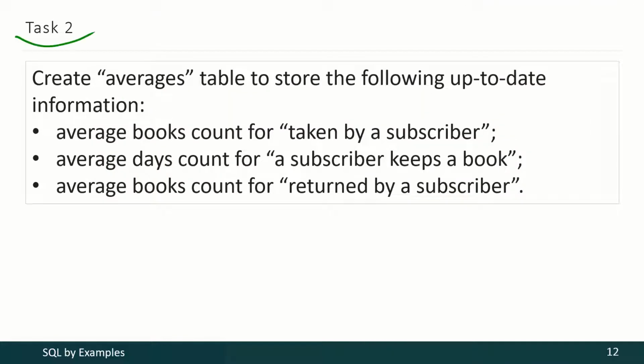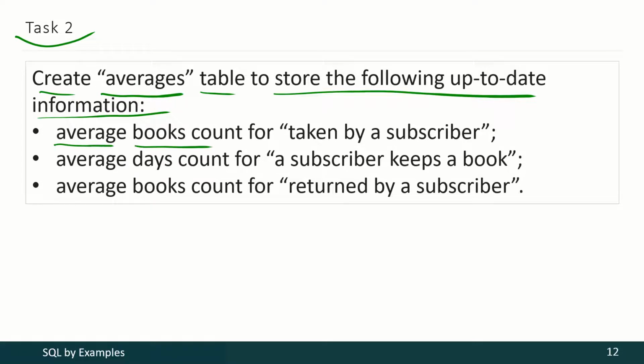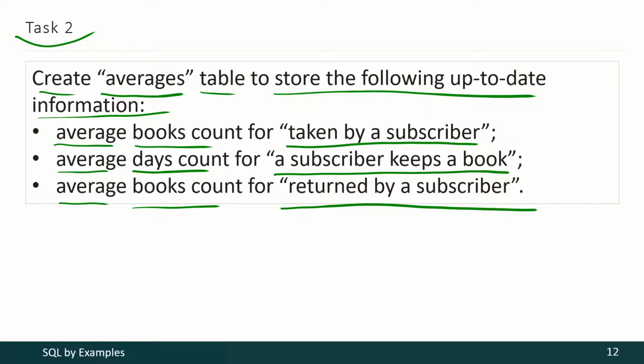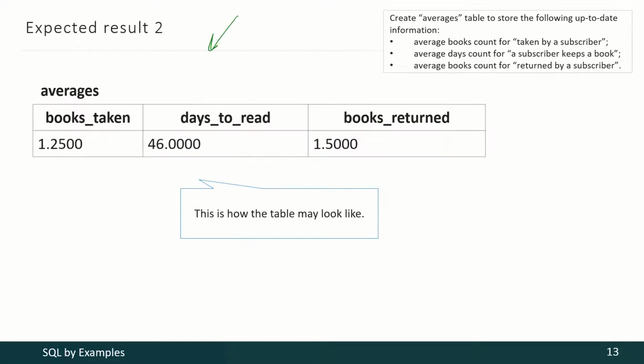In the second task we have to create such an average table to store the following up-to-date information. We have to store the average value of books count taken by a subscriber, then we have to store the average value for days count a subscriber keeps a book, and then we have to store the average value for books count returned by a subscriber. The expected result may look like this. Here's our average table and these are our three fields to store that data.